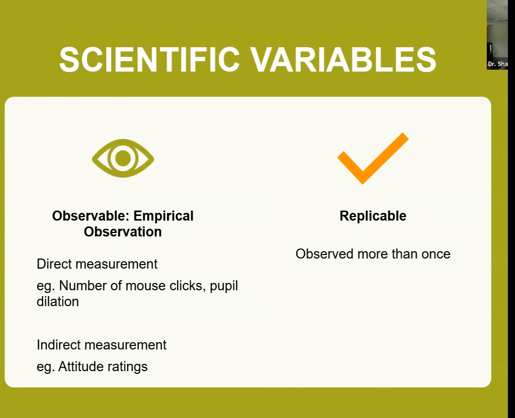Another example is that of the dilation of pupils. We can actually record that. However, in social sciences, it's not as clear cut, is it? Because in social sciences, what we come across is that generally we have to rely on indirect measurements.